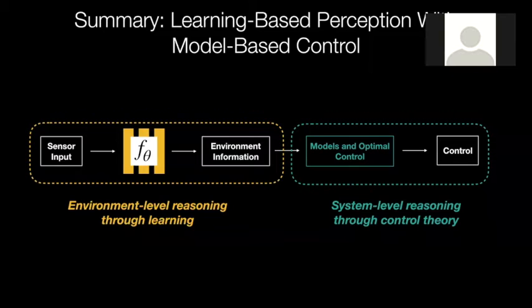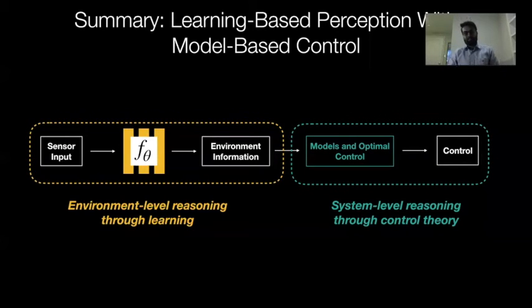So let me take a step back and summarize what we have seen so far. We started with the goal of unifying learning and control for operating in completely new environments. We have seen one such framework to do so, where learning is used for the environment level reasoning and control theory is used for system level reasoning. By this division of responsibilities between learning and control, we have been able to navigate the robot in a completely new environment based only on an RGB image.